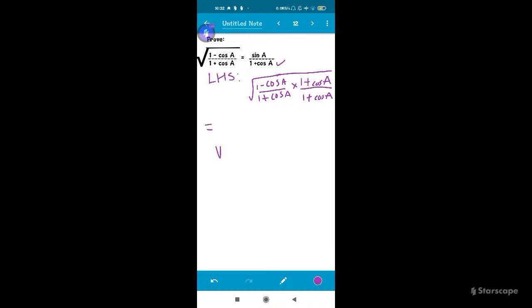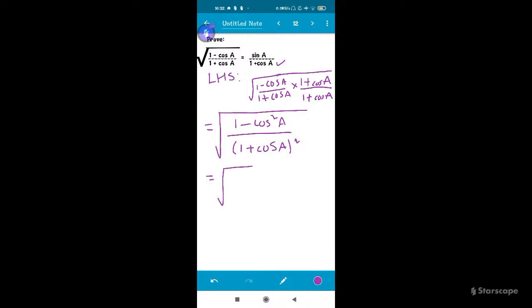So let's see. Inside the square root, we have 1 minus cos A into 1 plus cos A, which is of the form A plus B into A minus B, so A square minus B square, that is 1 minus cos square A. Again, I am telling you, if you have forgotten the identities, please make sure that you are recapitulating them very well, because they will be required extensively in this chapter. And in the denominator, we have 1 plus cos A whole square.